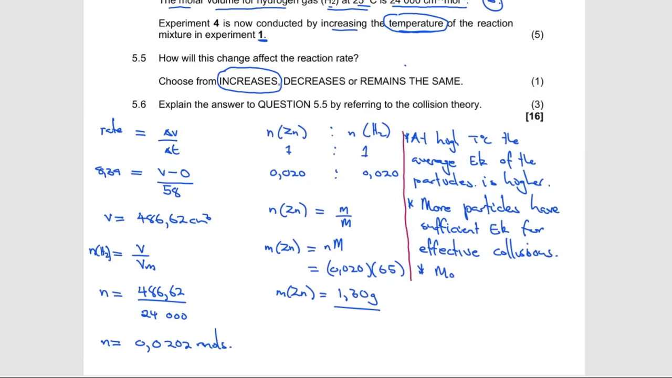Because now more particles have got what? The higher the temperature, it means now these particles are excited, right? So now what is going to happen there? It means now we're going to get more effective collisions per unit time. So this is what is going to happen in terms of that. So now we're done with our question 5.6.